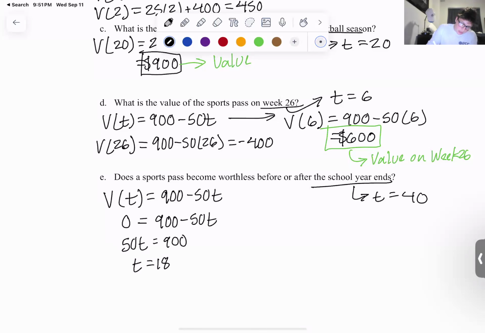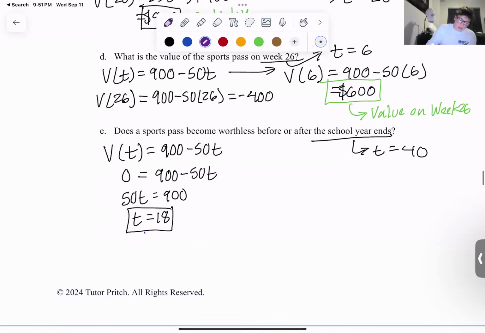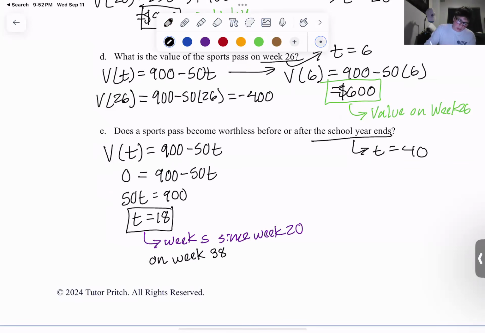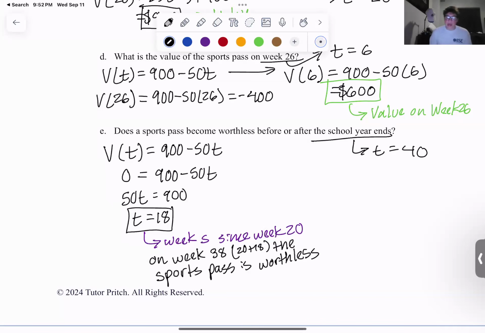50t equals 900. Divide 900 by 50. t equals 18. But remember, this t value right here is weeks since week 20. So in actuality, on week 38, which is 20 plus 18, the sports pass is worthless. And that is before the school year ends, because the school year ends on week 40, and week 38 comes before week 40.